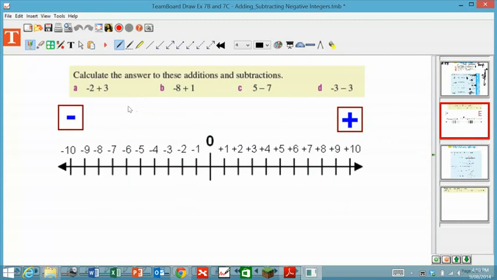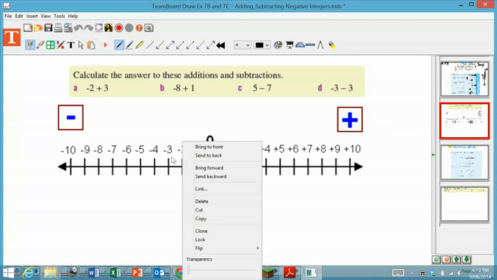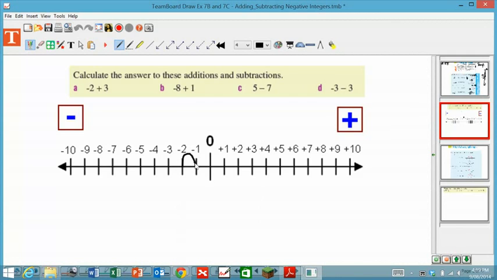So let's do an example here. Okay, and we've got a trusty number line here to help us out. So calculate the answer to these additions and subtractions. So if we've got -2 plus 3, if we start at -2, okay, and we're going to add 3, 1, 2, 3, we end up at +1. So -2 plus 3 gives us an answer of +1. Okay, that easy. Now we start at -8 and +1. Actually, I'm going to get rid of that.